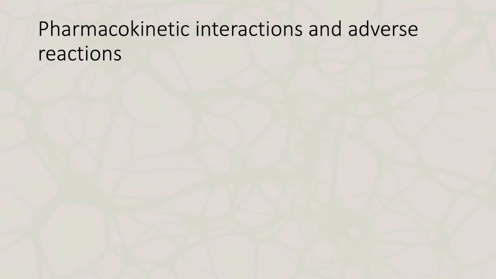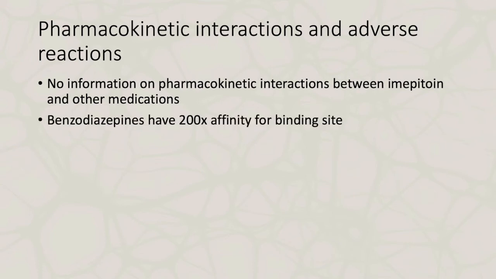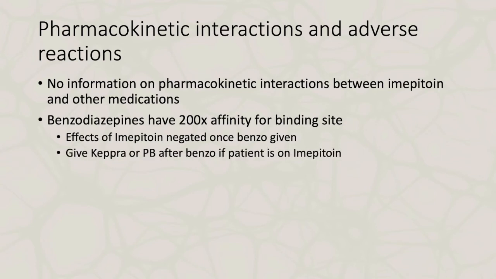As far as interactions and adverse reactions, looking at it long term, there's no information on pharmacokinetic interactions between imepitoin and other medications other than benzodiazepines. Again, benzodiazepines have an increased affinity for the benzodiazepine binding site on the GABA A receptor. And so if you give a benzodiazepine, the effects of imepitoin are negated. So if you have a patient that's on, say, a diazepam CRI, you're going to have to give them a medication like Keppra or phenobarbital until they're off that CRI and can take imepitoin orally again.